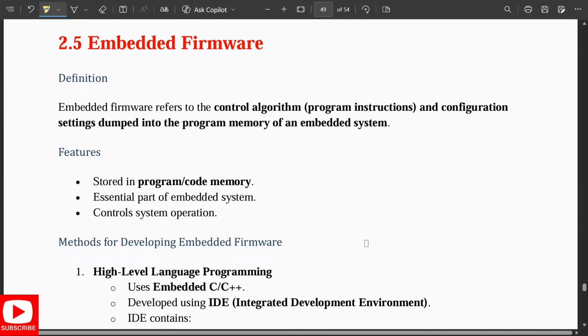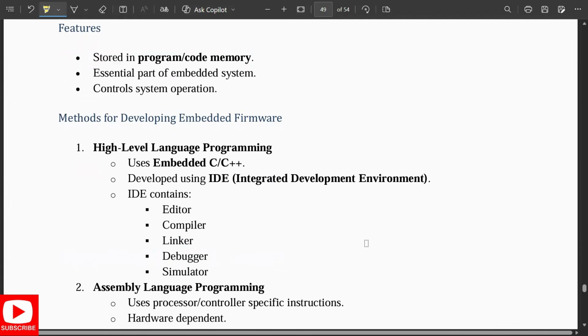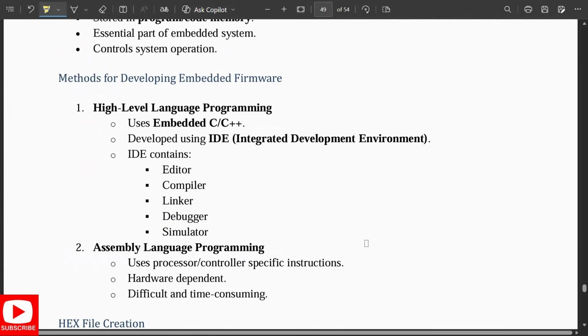So it is stored in the program or code memory, an essential part of an embedded system, and it controls the system operation. What are the methods for developing an embedded firmware or embedded software? One, we need a high-level programming language or an assembly language programming. Firstly, it uses embedded C or C++ that is developed in an IDE, that is, integrated development environment. What does it contain? It contains an editor, compiler, linker, debugger, and simulator.